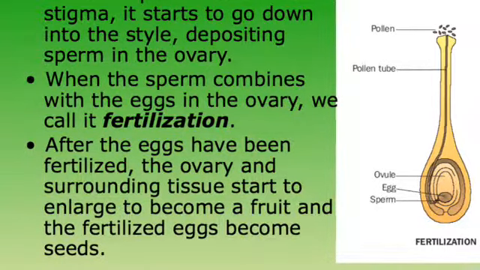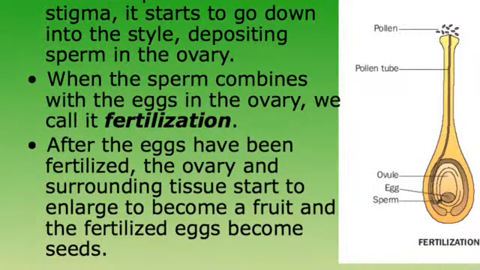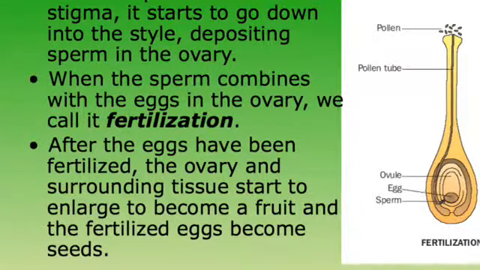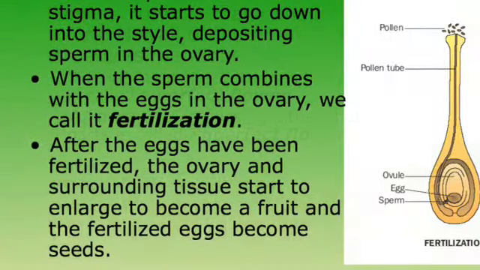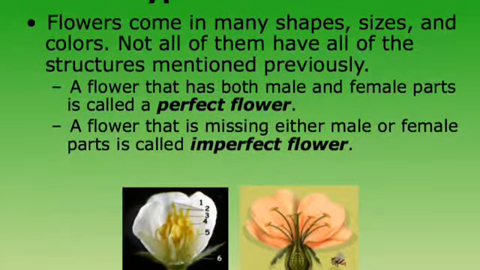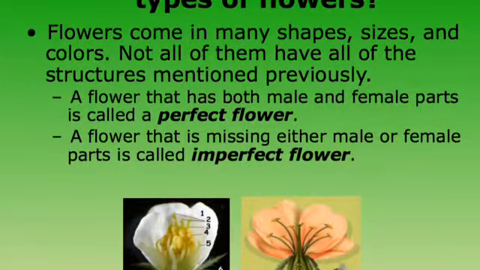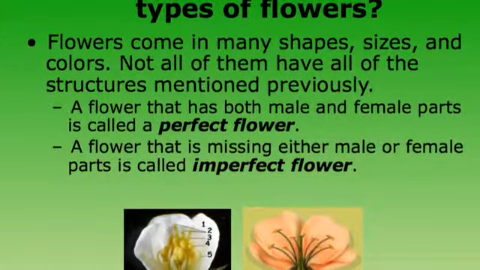Flowers come in many different shapes, sizes, and colors. Not all of them have structures mentioned previously. A flower that has both male and female parts is a perfect flower, and a flower that's missing either male or female parts is called an imperfect flower. If a flower has sepals, petals, pistils, and stamens, we call it a complete flower. If a flower is missing one of those, we say it's an incomplete flower.